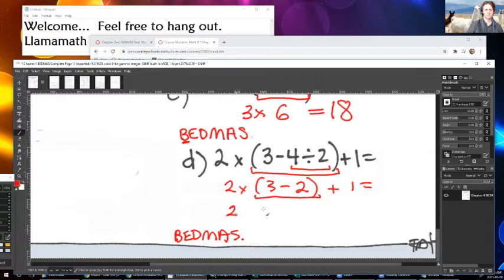So this is the same times 3 minus 2 is 1. And now I'm going to do BEDMAS again. No brackets, no exponents, no division, but there's a multiplication. 2 times 1 is 2, plus 1. And the answer is 3.